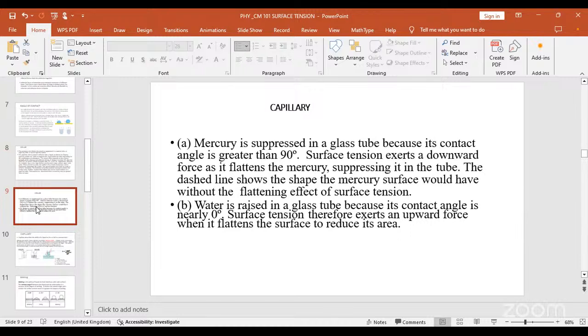Mercury is suppressed in a glass tube because its contact angle is greater than 90. Surface tension exerts a downward force as it flattens the mercury, suppressing it in the liquid. Don't worry, we'll get to the figure so that we'll see what we are discussing. The dash line shows the shape the mercury surface would have without the flattening effect of the surface tension.